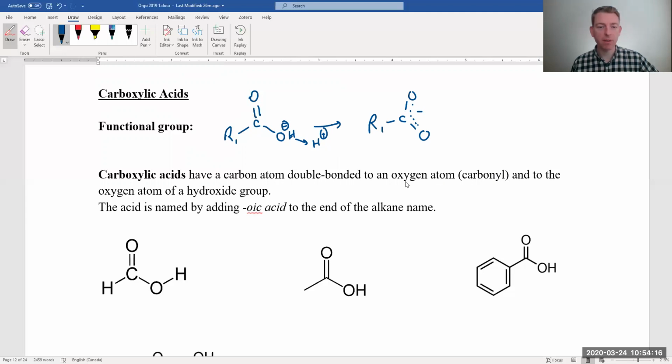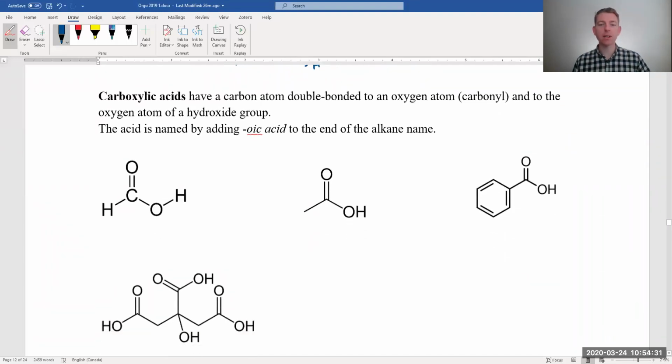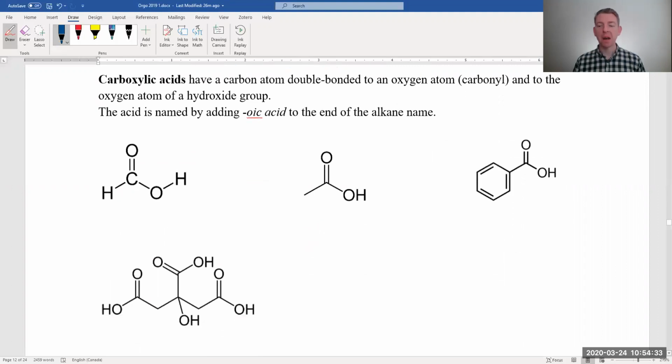So we have a carbon atom double bonded to an oxygen atom, the carbonyl, and the oxygen atom of the hydroxide group. Okay, so that's everything I just said. Naming the thing, we just add oic acid onto the end of the alkane name. So we don't say something something carboxylic acid in general. If it's easier to do, we would just add the something oic acid.